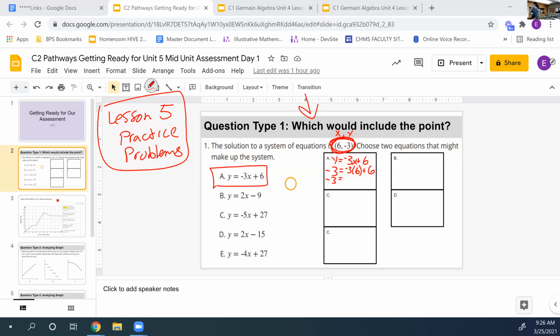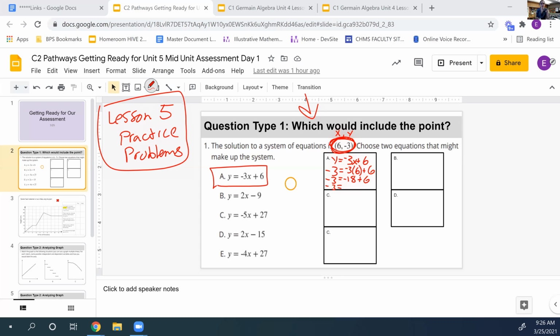Very good, Rashem. -3 times 6, that's like saying 3 times 6, which is 18, and it's going to be negative. And we're going to add 6 to that. So -3 is equal to, what's -18 plus 6? Nice job, Tiffany and Destiny. You're going too high, Destiny, you're going the other way. Very good, Tiffany. So -18 plus 6.